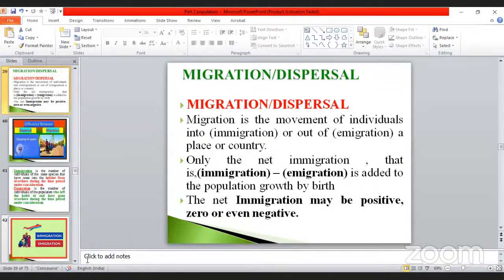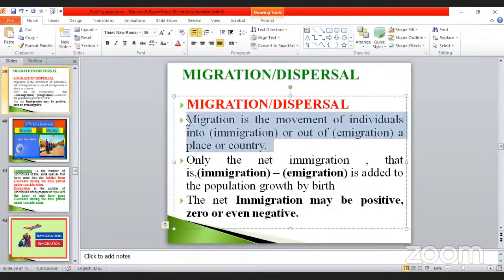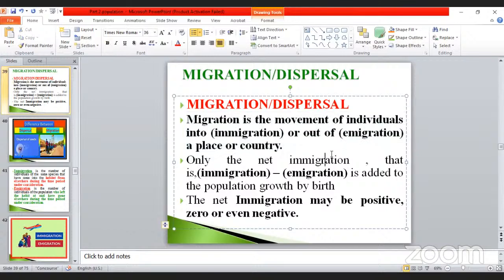See here, migration is the movement of individuals into a place or country (immigration) or out of it (emigration). That is called migration, isn't it? Migration is nothing but the movement from one place to another place, simply. Immigration means they are coming from one country to another country. Emigration means some persons move from our country to another country. It may be for food or shelter or job or business or something else. The same process happens at both levels, immigration as well as emigration.